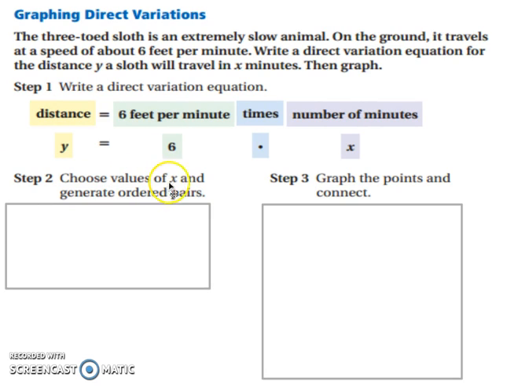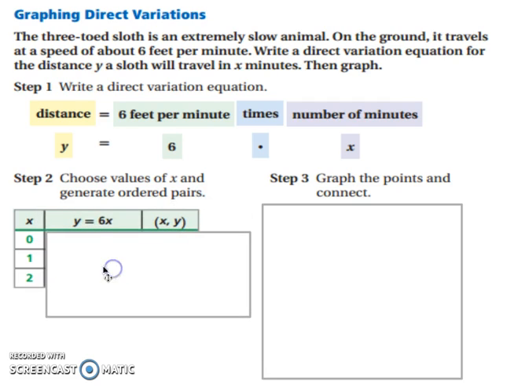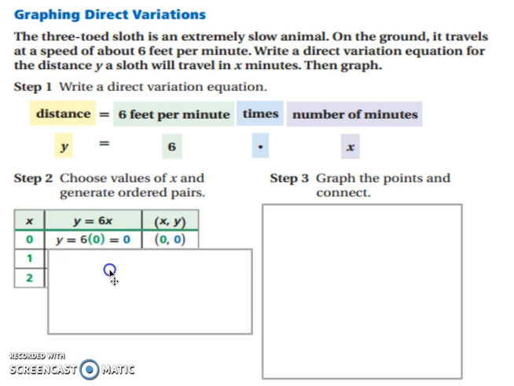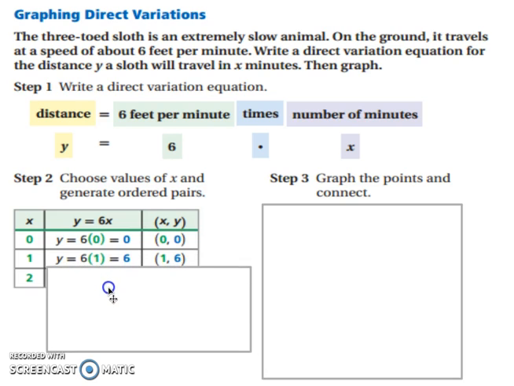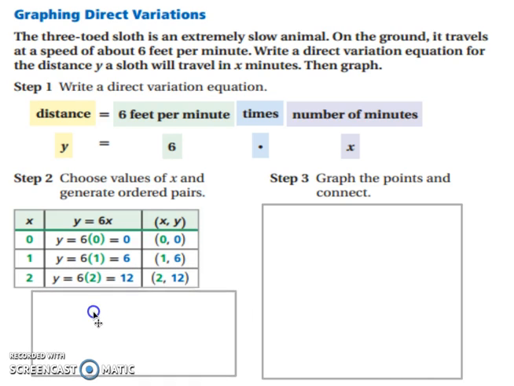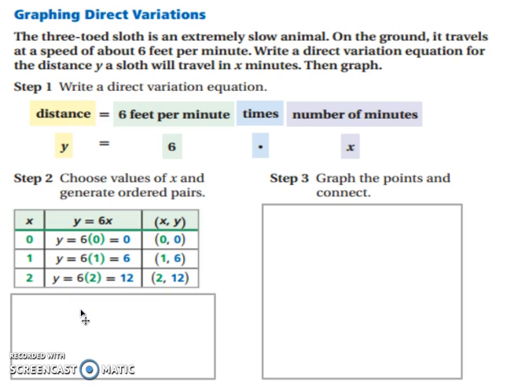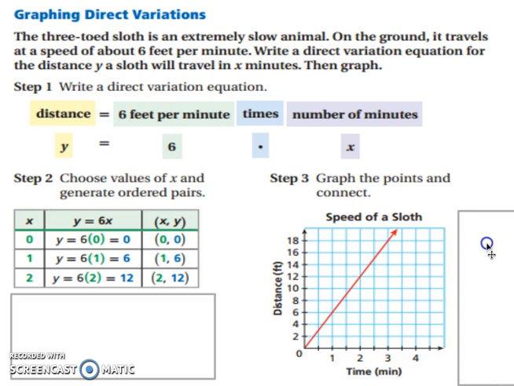Now we need to choose some values of x and generate some ordered pairs. So let's go with 0, 1, and 2. So 0 times 6 is 0, 1 times 6 is 6, and 2 times 6 is 12. So now we simply plot our 3 points, and we have ourselves a graph. And that ends our lesson on direct variation.